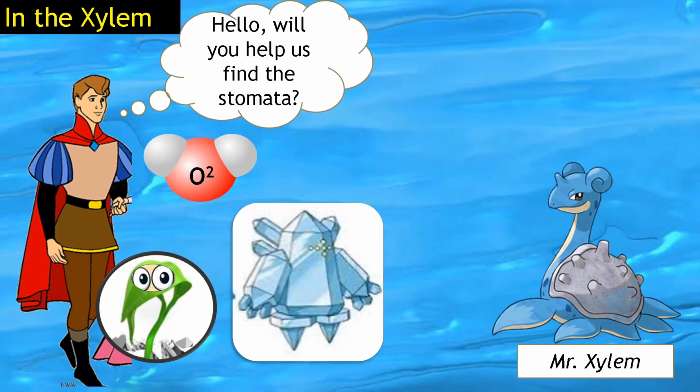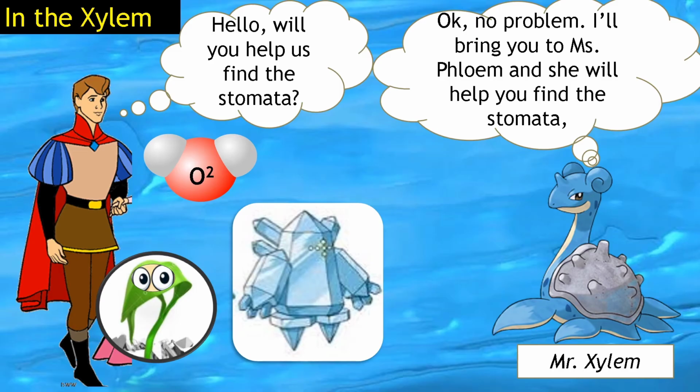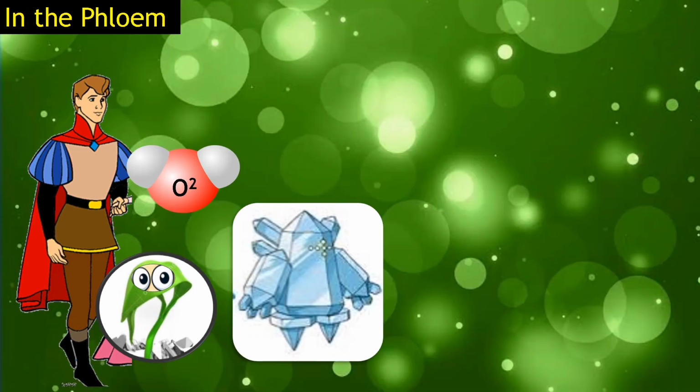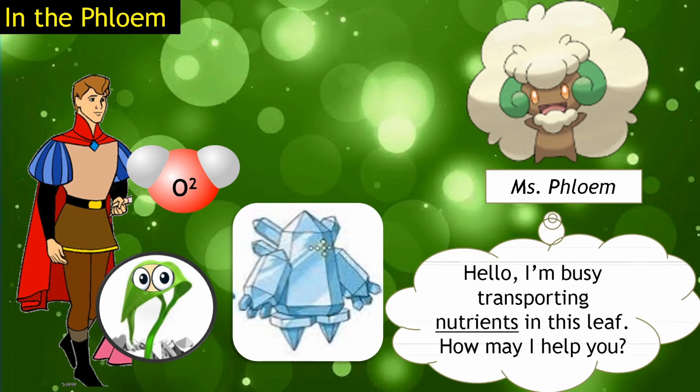"Hello, will you help us find the stomata?" "Okay, no problem. I'll bring you to Miss Phloem and she will help you find the stomata." The princess and the prince, with oxygen and glucose, entered the phloem. Here, they encountered Miss Phloem. "Hello, I'm busy transporting nutrients in the leaf. How may I help you?"